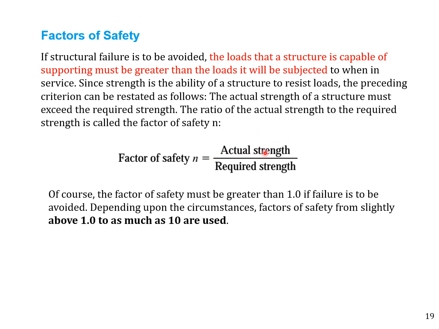So for example, we have a material with a given or actual strength. The required or surface strength must be lesser than the material's actual strength. And the ratio of these is equal to the factor of safety.